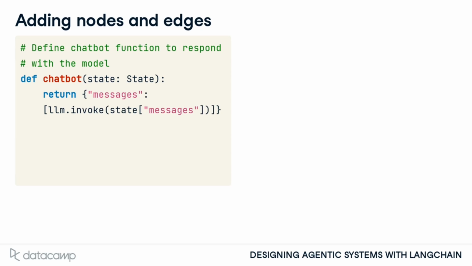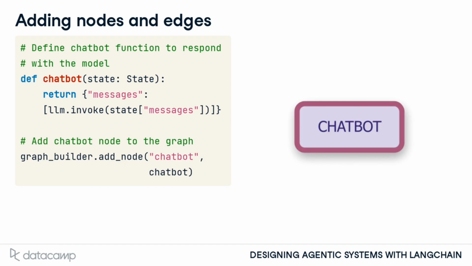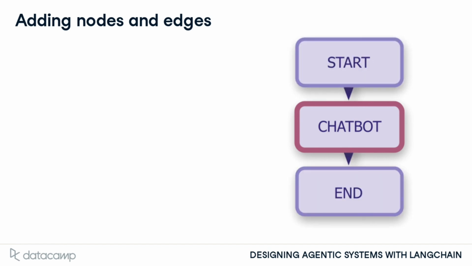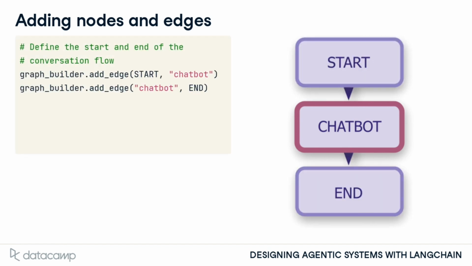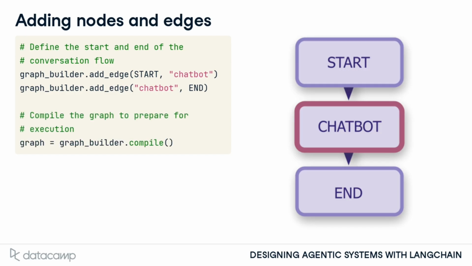conversation so far. This chatbot node can then be added to the graph_builder using the add_node method, coupled with the label chatbot. Next, we'll connect the start node to the chatbot node to begin the conversation, and then connect the chatbot node to the end node to finish it. Now that the graph_builder is ready, we can compile the graph as an application using the compile method.